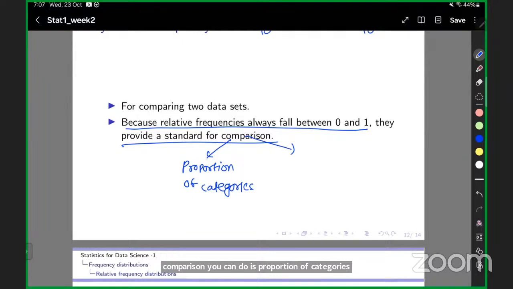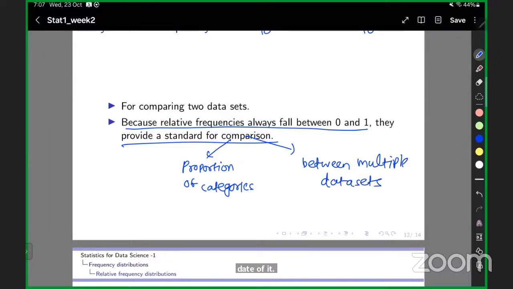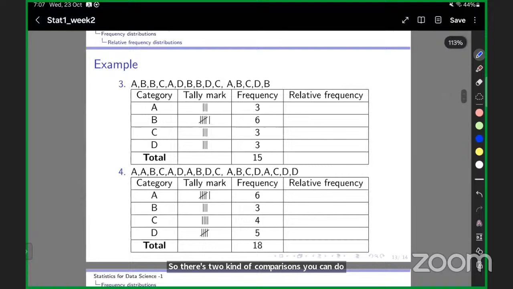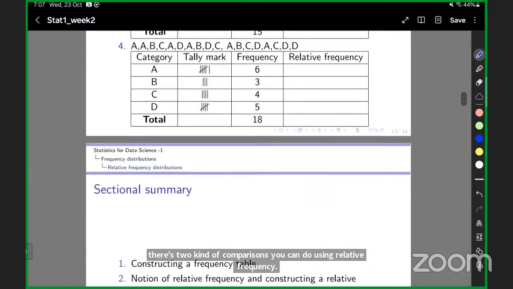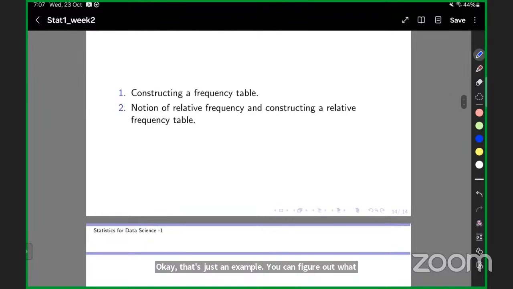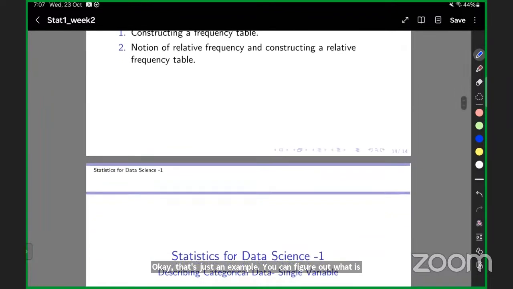Another comparison you can do is between the data sets, between two or more than two, between multiple data sets. So there are two kinds of comparisons you can do using relative frequency. This is just an example. You can figure out the frequency and relative frequencies of that.